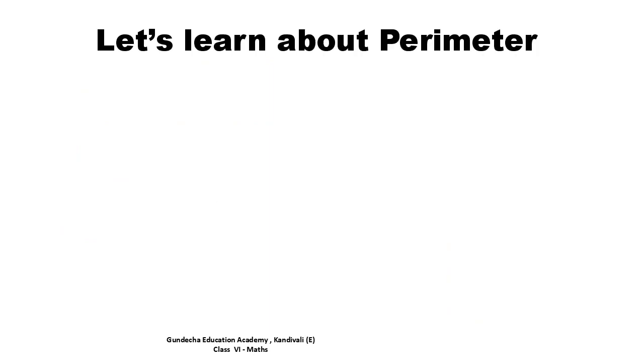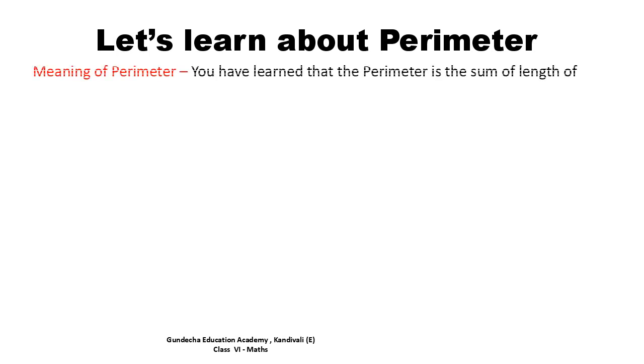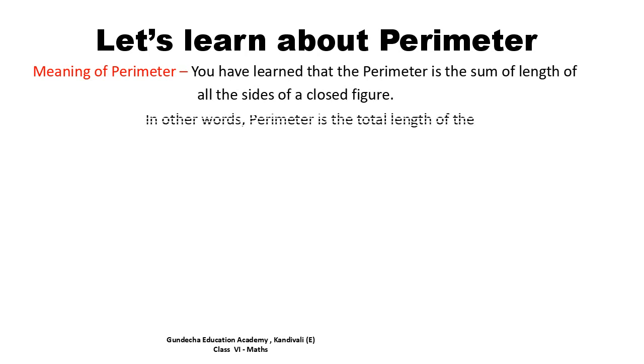Now let's start with perimeter. Already you all have learned in your previous class that the perimeter is the sum of the length of all the sides of a closed figure. Or we can say that perimeter is the total length of the boundaries of a closed figure.